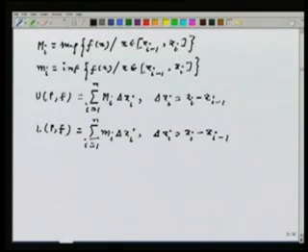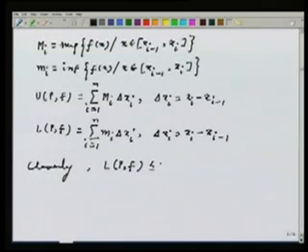From the construction, one thing is very clear. L(P,f) is less than or equal to U(P,f). This is simply because L(P,f) uses the infimums and U(P,f) uses the supremums.